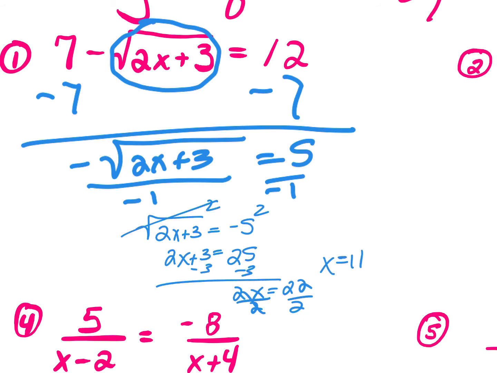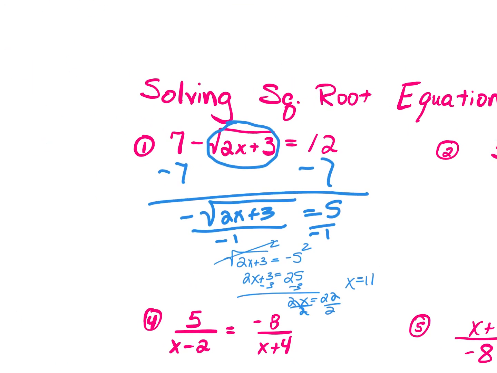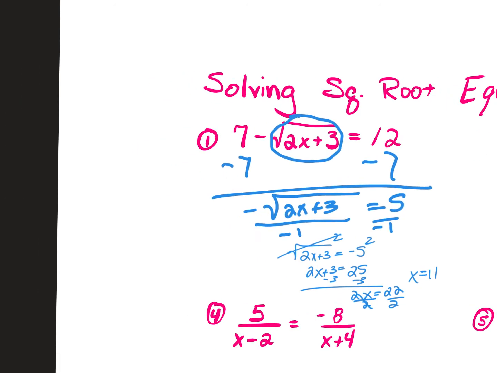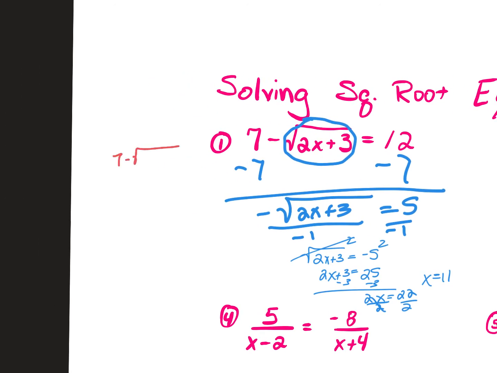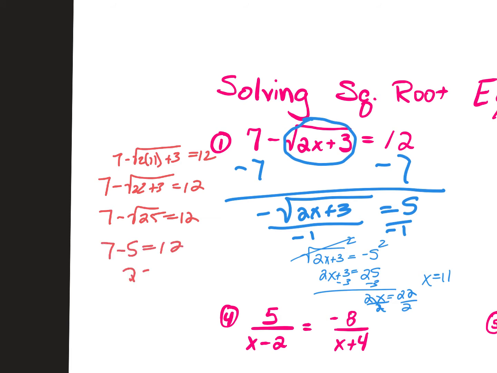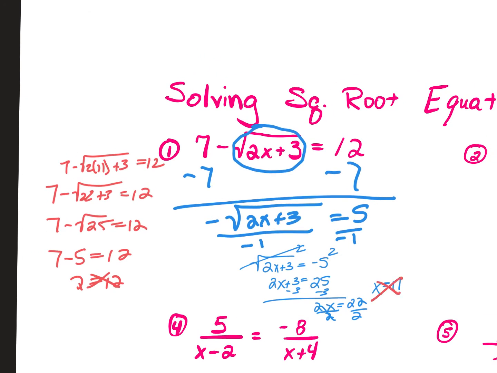So remember, before we move on, let's go back and check just to make sure that the answer that we found works. So I'm going to take 11 and plug it back in here. I have 7 minus the square root of 2 times 11 plus 3. Does that equal 12? So 7 minus the square root of 25 equals 12. Well, the square root of 25 is 5, so 7 minus 5 equals 12. Does 2 equal 12? No, it does not. So x is not a valid solution here, so your answer for this question would be no solution.